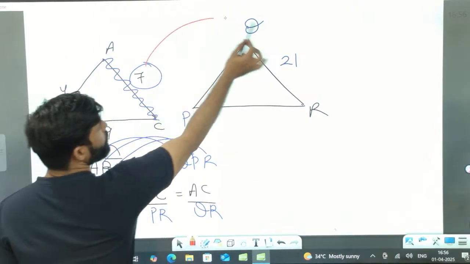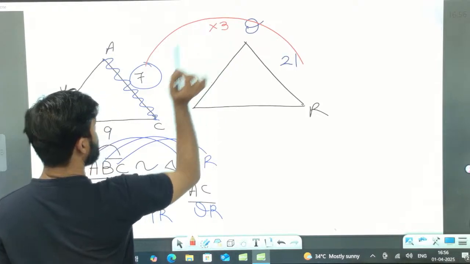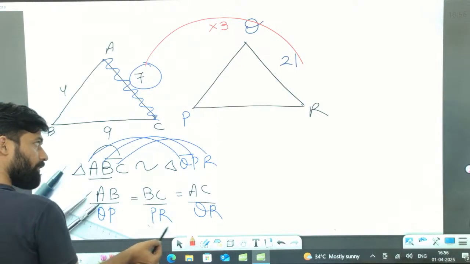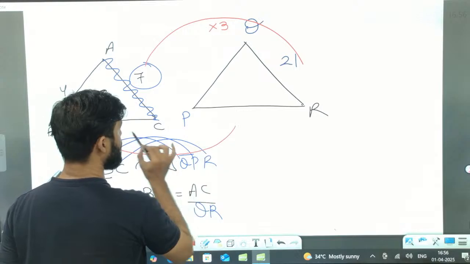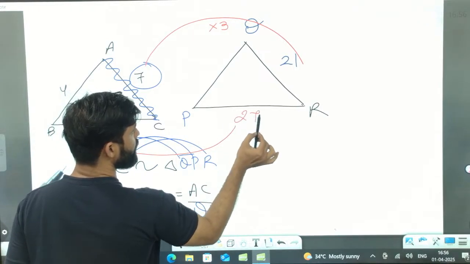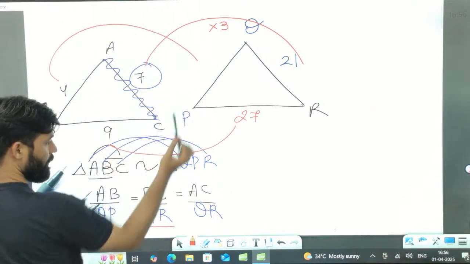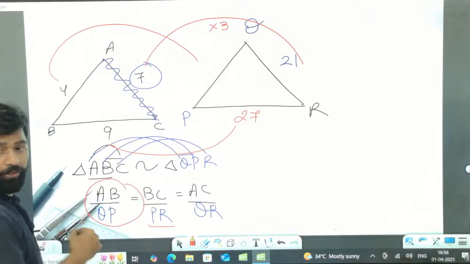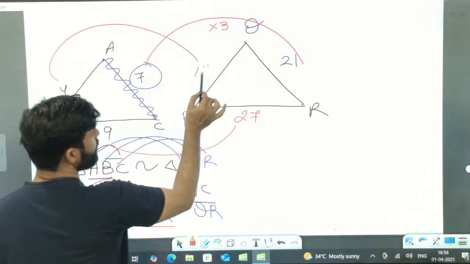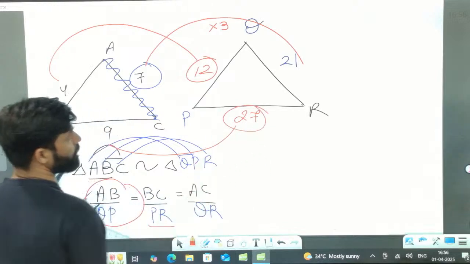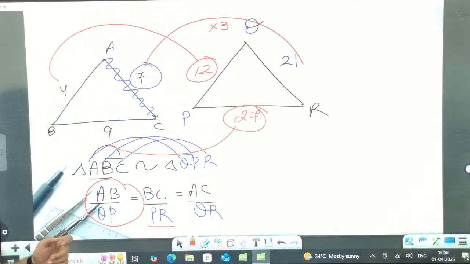So 7 into 3, that is 21. BC has the relation with PR, so this PR must be 9 into 3, that is 27. And AB has the relation with QP or PQ, so 4 into 3, that will be 12. So the answer is 12 and 27. QP is 12 and PR is 27. Got it? Any problem? Okay, good.